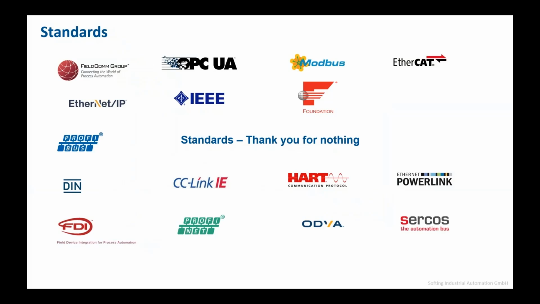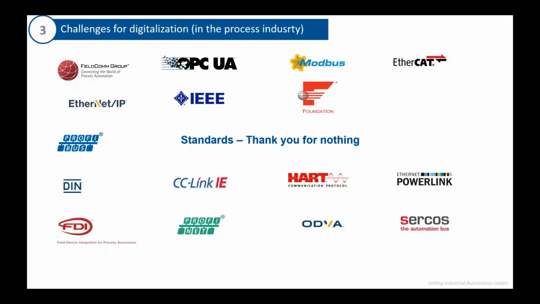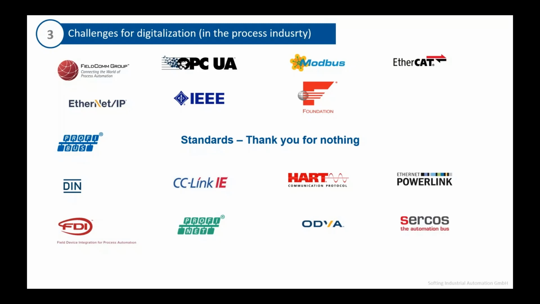There's a variety of standards, and as a normal user, we're overwhelmed with all these standards and don't know which standard or which protocol is the best for me, which one fits me the best, which one do I need for my application. So the question is really hard, which leads us to the third chapter, the challenges for digitalization in the process industry. This one here is really the hardest challenge we have faced, to choose the right protocol, to choose the right standards to communicate through all these levels in the automation.